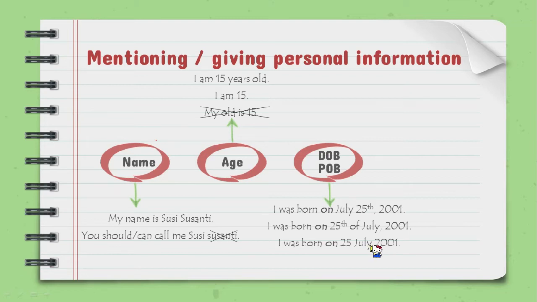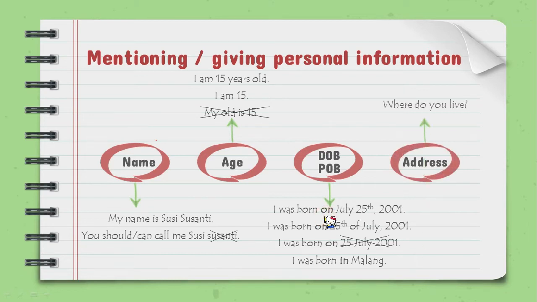Okay. When you are asked about the place of birth, where were you born? The answer should be, I was born in Malang, for example. Why do we use preposition in? Because it is asked about the place. So, you have to use preposition in. Okay, next question is about address. How do we respond to this question?